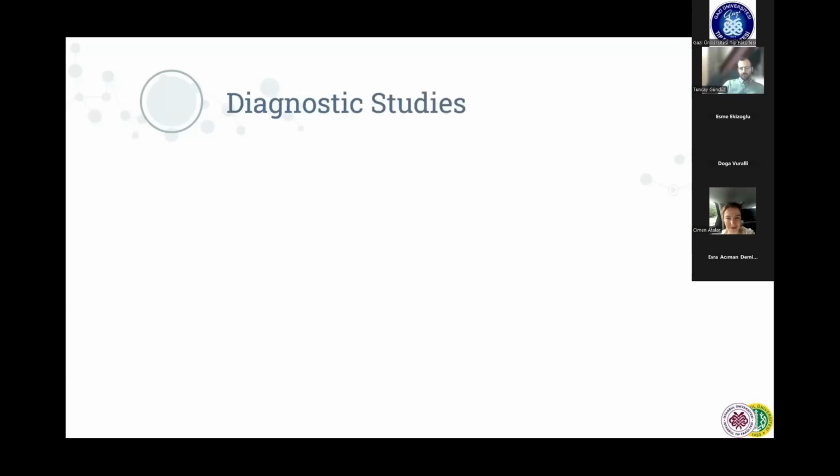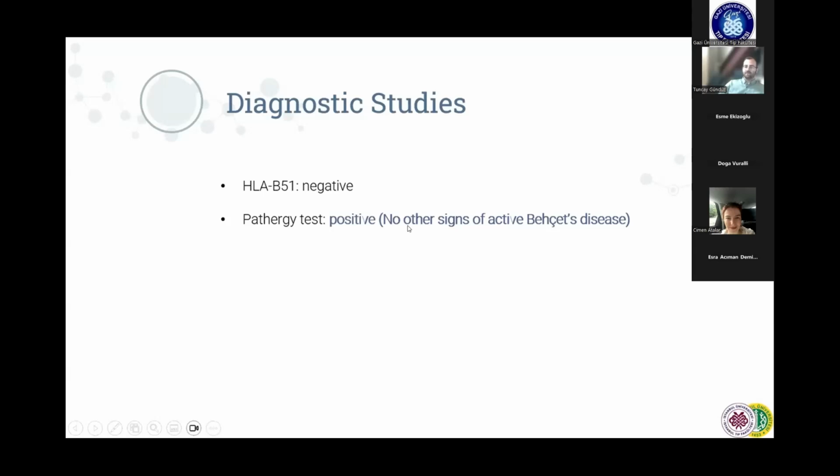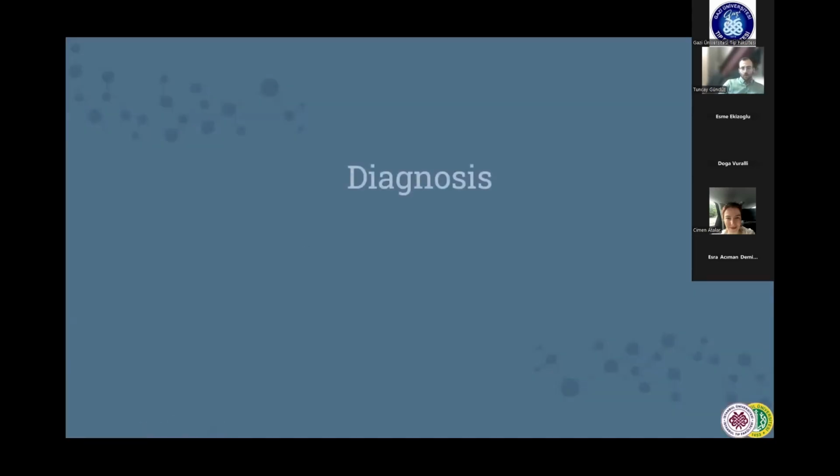After all this, we considered Behçet's disease in this patient, which is also endemic in our region. We sent HLA-B51, which was negative, which might still be consistent with Behçet's disease. We also did a pathergy test, which was positive, but there were no other signs of active Behçet's disease, and we wanted to be sure. So we retested the pathergy, which was again positive. So we made the diagnosis of cerebral venous sinus thrombosis due to Behçet's disease in this patient.